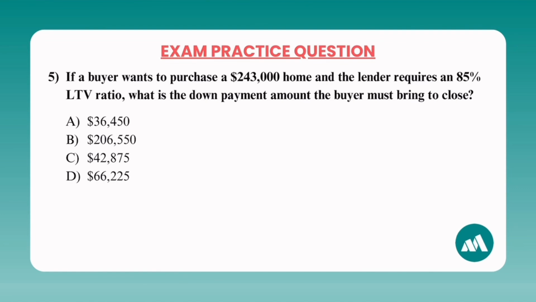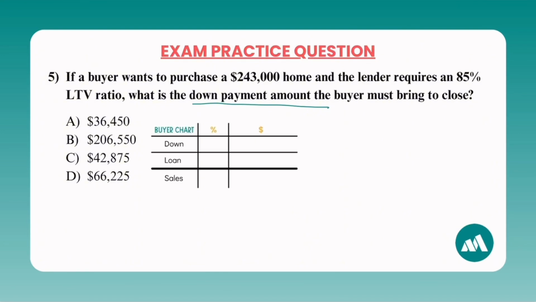Number 5, if a buyer wants to purchase a $243,000 home and the lender requires an 85% loan-to-value ratio, what is the down payment amount the buyer must bring to close? All right, so it's wanting to know what's the down payment amount. That's a little box in the DLS chart. So let's bring it out.